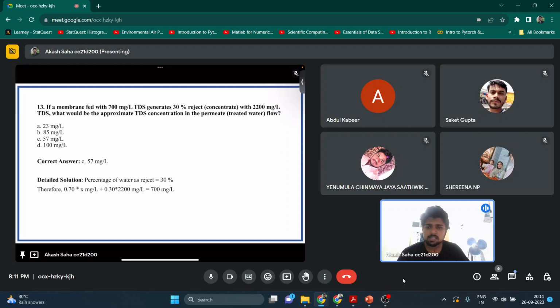As I said, in permeate, 70% is coming. So 0.7 times x, where x is the unknown permeate concentration, plus 0.3 times 2200 is equal to 700. If we solve for x, we will get it as 57 milligram per liter. I hope it is fine.